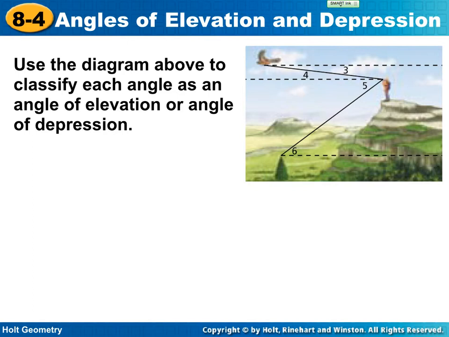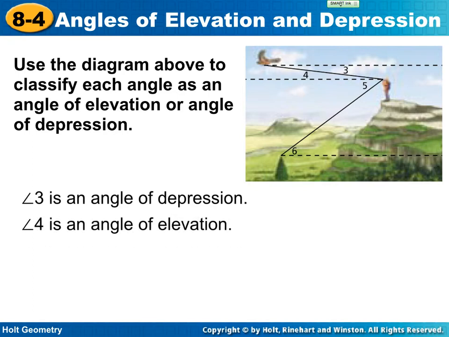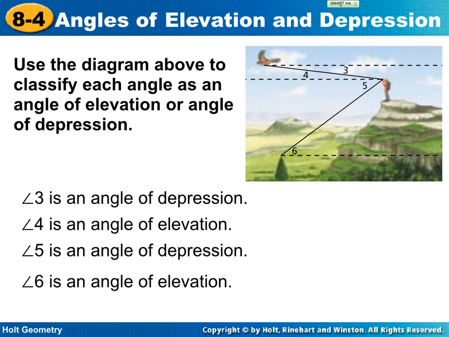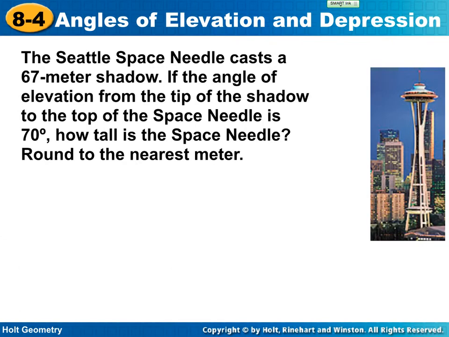And these started with angle 3 being an angle of, that's the angle, the vertex is over here, so it's from the dash going down. So 3 was an angle of depression, 4 was elevation, 5 was depression, 6 was elevation. All right, so let's use that in interpreting a story.